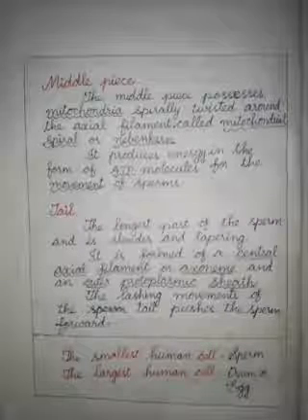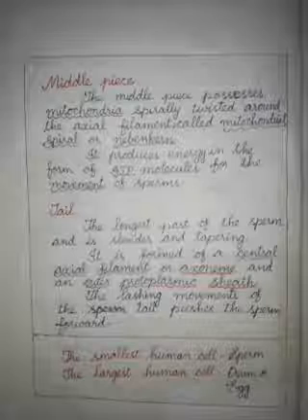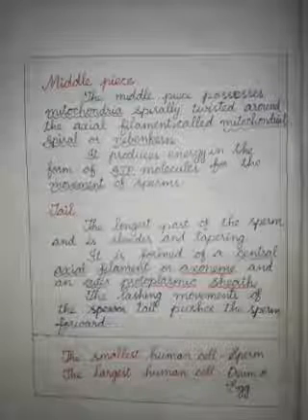The middle piece has mitochondria which is spirally twisted around the axial filament. So in the middle piece, the mitochondria are arranged spirally, surrounding the axial filament. That mitochondria is called as the mitochondrial spiral or nebenkern. The mitochondria produces the energy in the form of ATP molecules for the movement of the sperms.